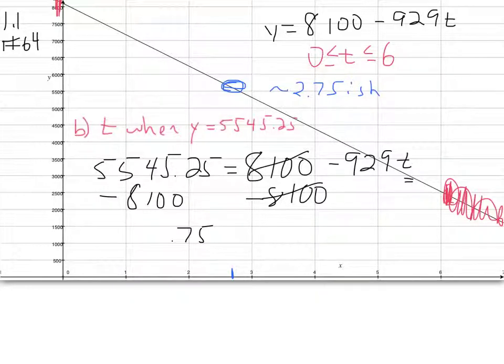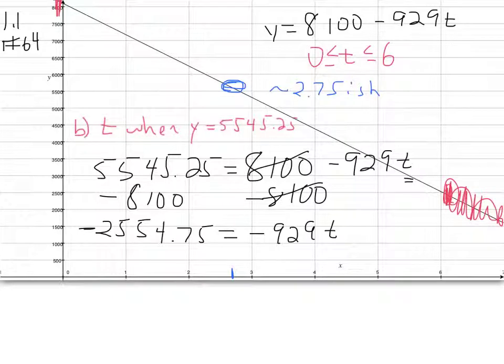Okay. So the subtraction, we're going to do 0.75, 495, 05, 8 becomes a 7, 2,554.75. And negative, of course, right? So that's going to be equal to our negative 929t.